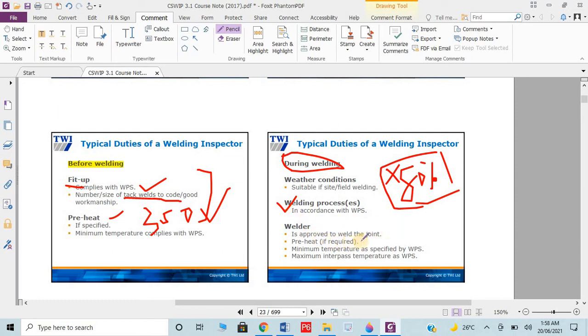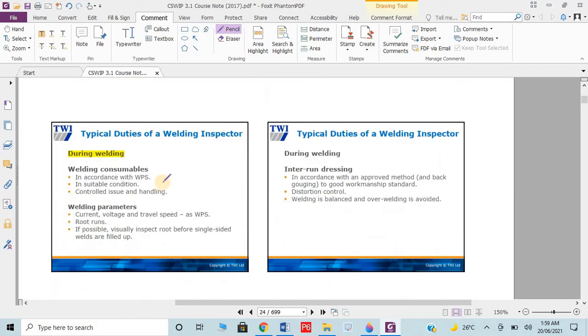So what he needs to check for the welder is that an approved welder is working, preheating is okay, maximum temperature, minimum temperature, and interpass temperature are also fine. Interpass temperature is actually, we normally do the welding in different runs or passes, like 1, 2, 3, 4. So this is the root bead, this is the top bead, and for that we have the intermediate beads. So here we have to maintain the intermediate temperature as well, that's why interpass.